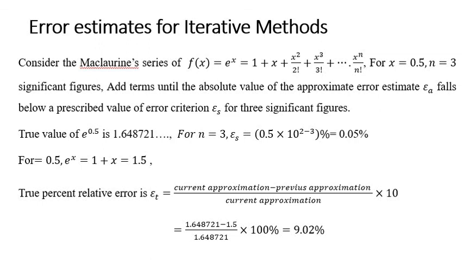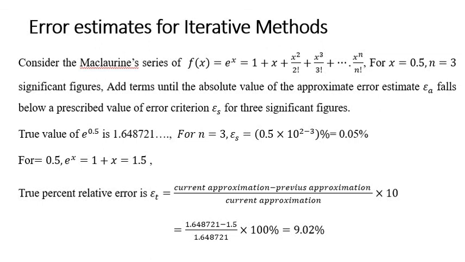Error estimates for iterative methods. Consider the Maclaurin series of f of x equal to e raised to x: e raised to x equal to 1 plus x plus x squared by 2 factorial plus etc., plus x raised to n by n factorial, up to n. For x equal to 0.5 and n equal to 3 significant figures, add terms until the absolute value of the approximate error estimate epsilon a falls below a prescribed error criterion epsilon s for 3 significant figures.